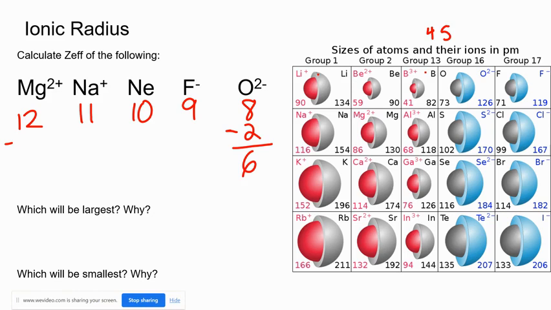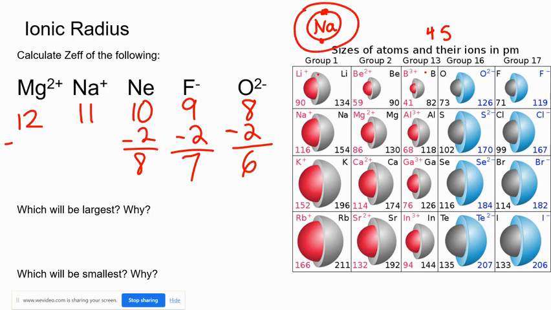Fluorine, how many core electrons does it have? 2. Neon, 2. Sodium plus 1.